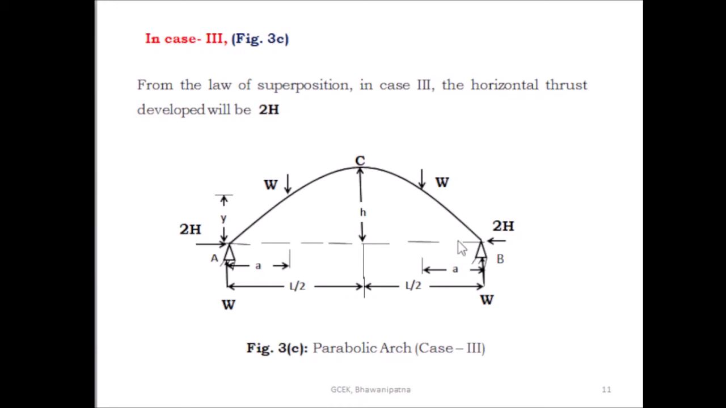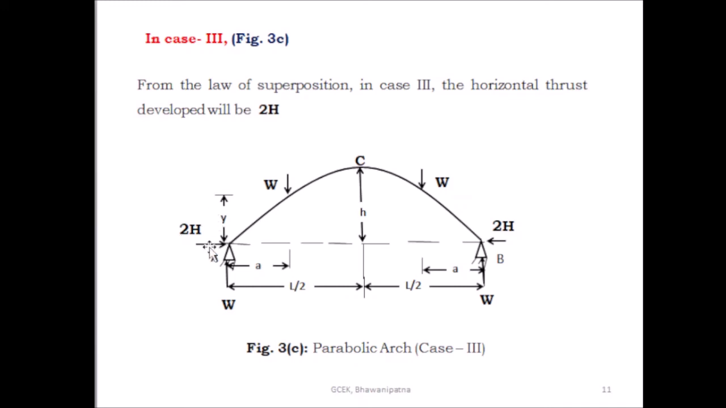Concentrated load W you have to apply at a distance A from the support B. So you have to take this side from the support A, and this side also from the support B. So both sides you have to take the concentrated load, the same load, and due to these two loads, what is the horizontal thrust developed?